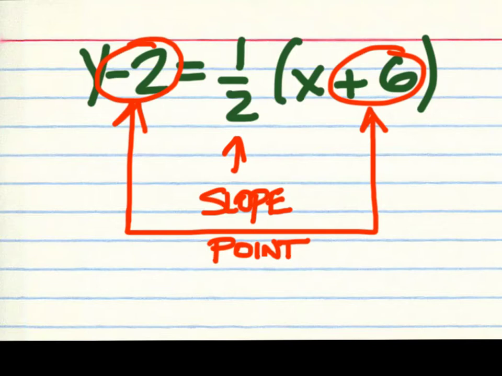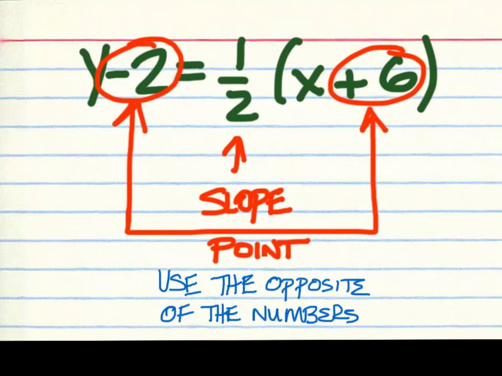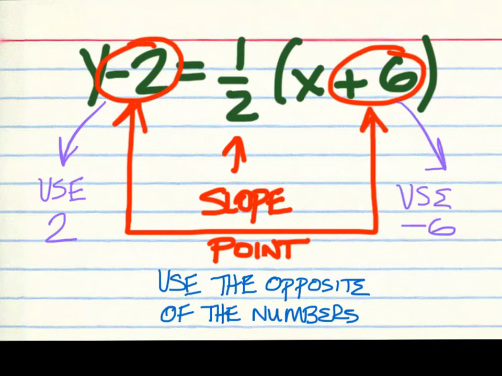Those numbers there are going to be your point, the 2 and the 6, but there's something you have to do to them before you can use them in the graph. Use the opposite of the numbers. So notice that it's minus 2 and plus 6. So instead of using minus 2 and plus 6, you're going to use positive 2 and negative 6. Do the opposite.